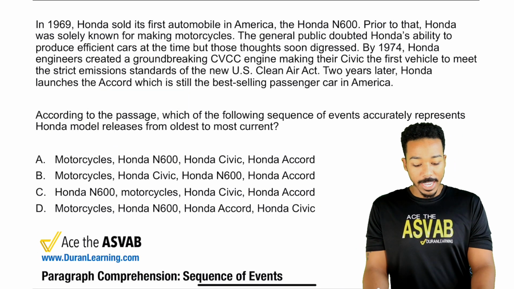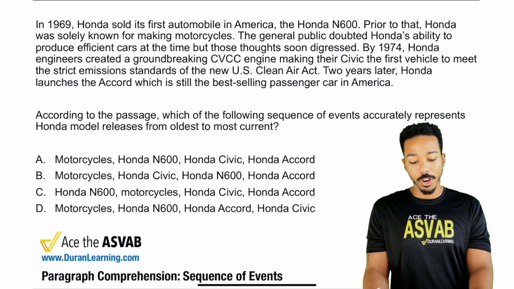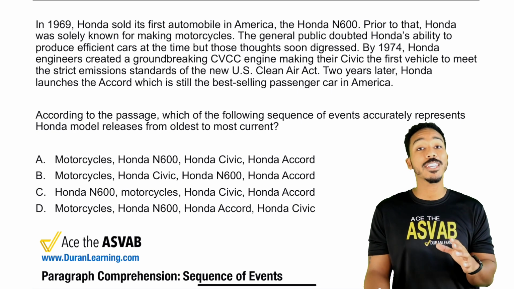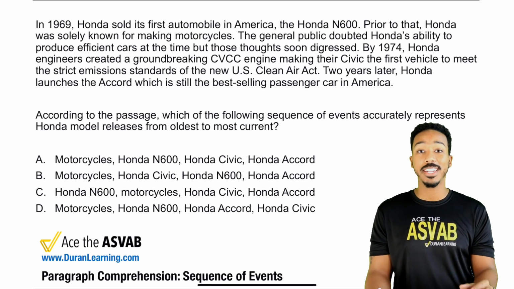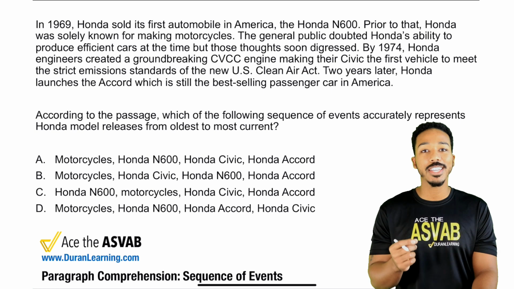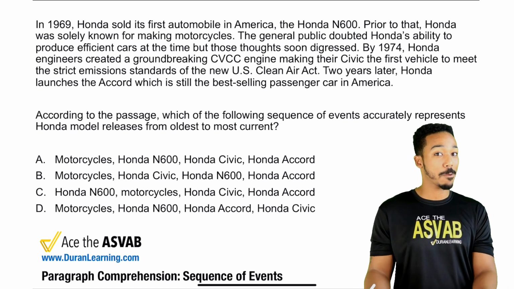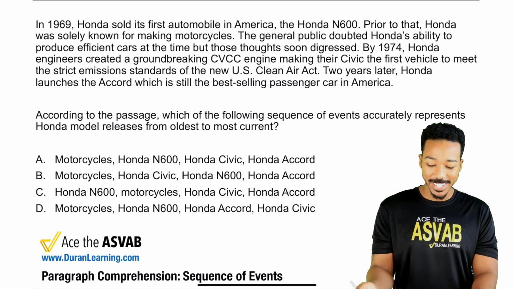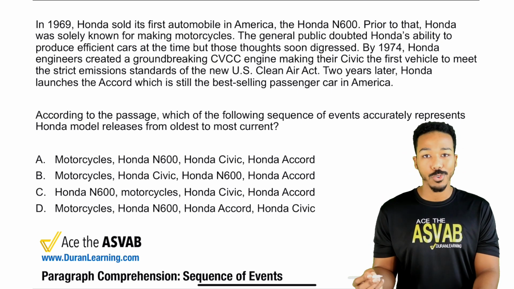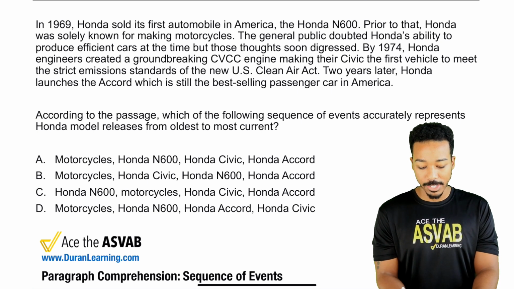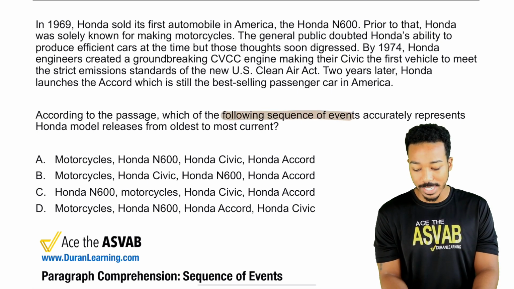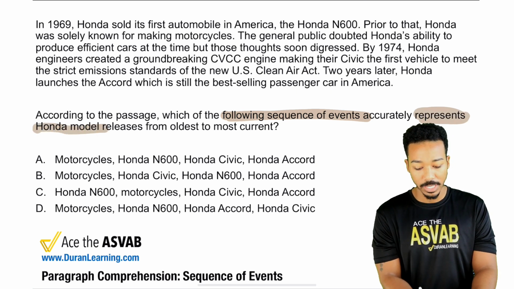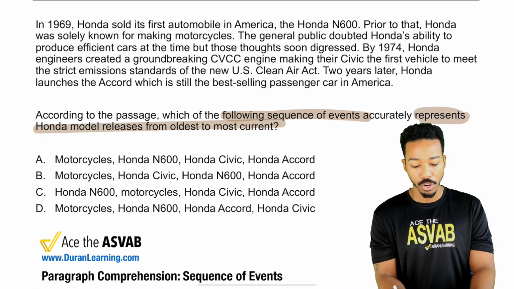So, in 1969, Honda sold its first automobile in... Stop right there. We're going to stop right there. All right, first thing you need to do in any word problem, in any hefty problem at all, is to read the question first. You thought that only applied to math, right? Nah, this counts for paragraph comprehension as well. So with that said, we're going to dive straight into the question. According to the passage, which of the following sequence of events accurately represents Honda model releases from oldest to most current?